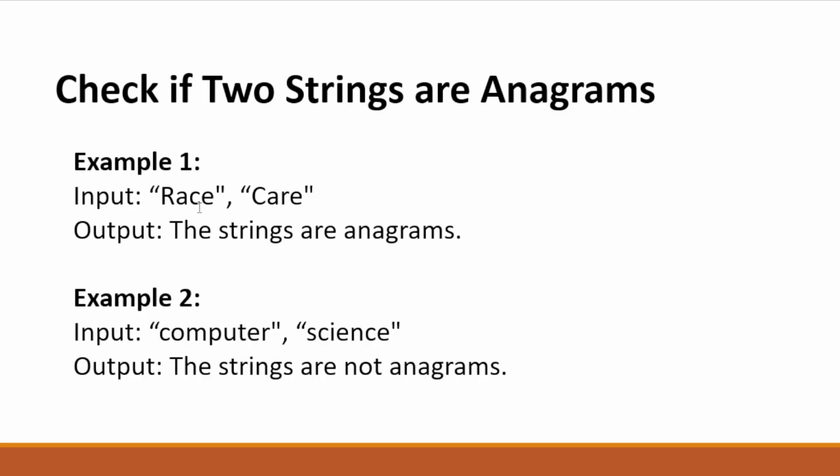It means the first string contains all the characters exactly one time in the second string. We can see here that R is there in care, A is there in care, C is there, and E is there. So the first example is an anagram pair. In the second example, I can take computer science. Some of the characters like C and E are there, but not all the characters exactly one time. So let's see how we can code this. Without delay, let's get started.